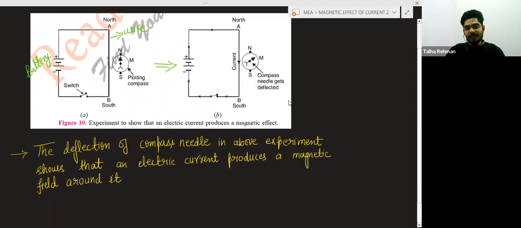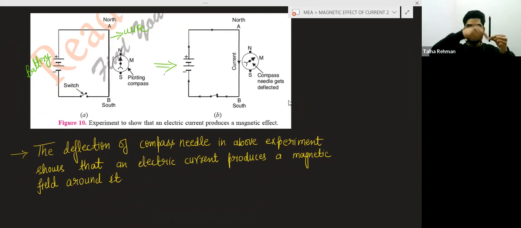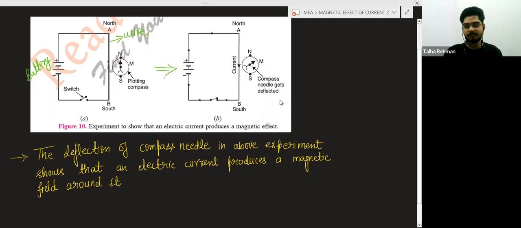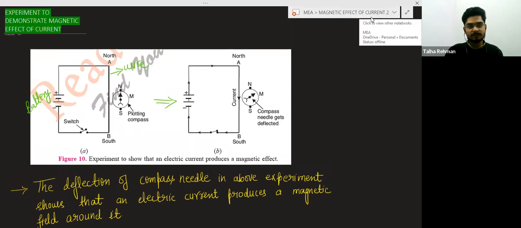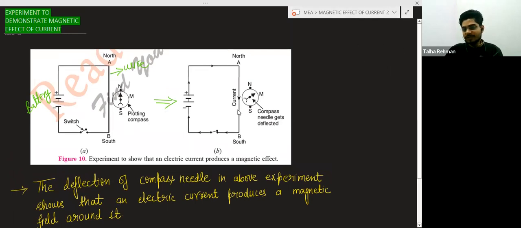So now we know that if there is a wire, and in this wire there is a current, then due to that current there is a magnetic field around this wire. This is proved by this experiment. Okay, now this is a straight wire.